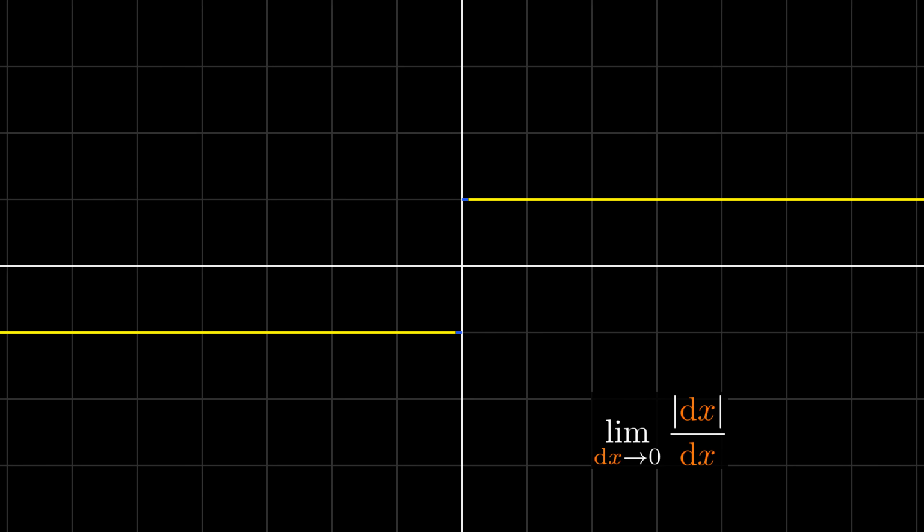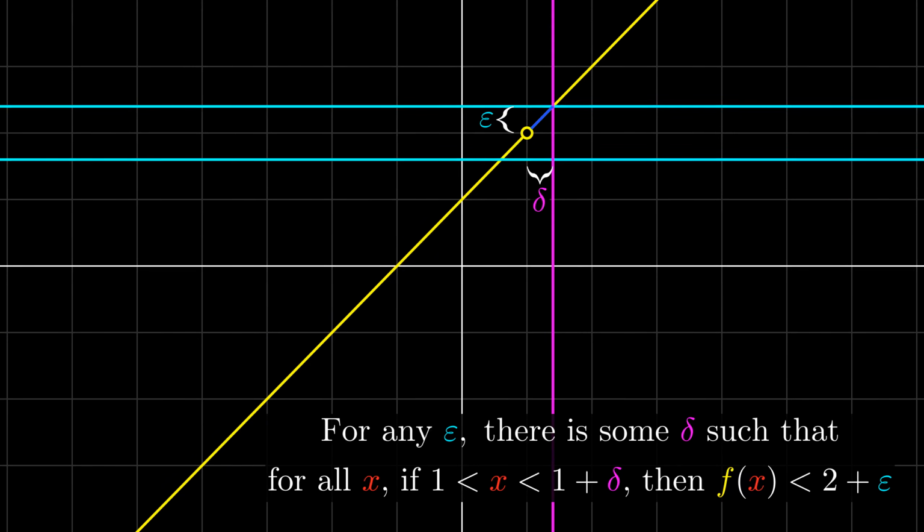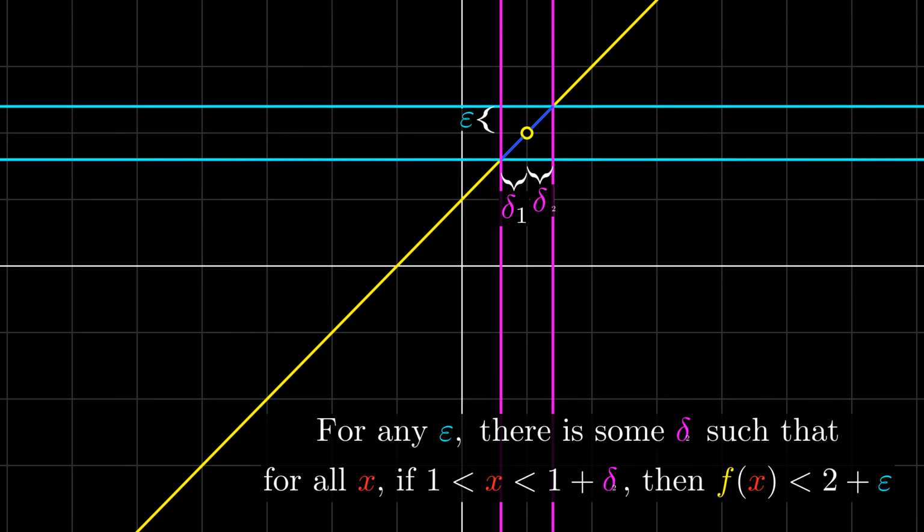Thus, if we want limits to be able to describe derivatives, we need to look at both the right and the left of the point we are approaching, not just the right. Going back to what we had before, to include the region to the left of 1, we just need to find a second delta to be the x distance on the left. Let's call the delta on the left delta 1 and the delta on the right delta 2.